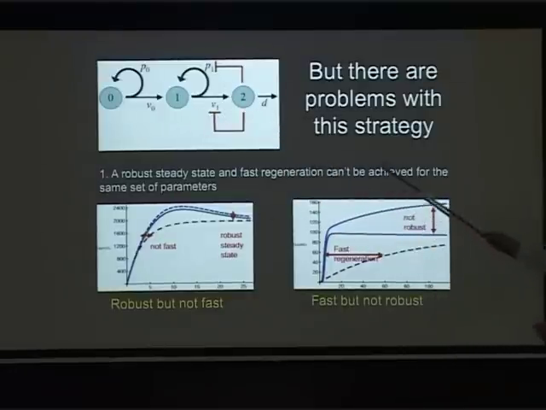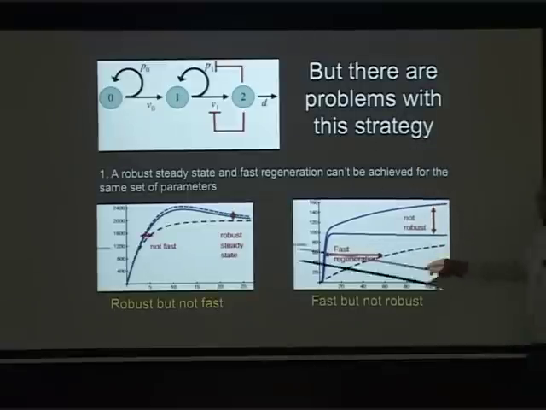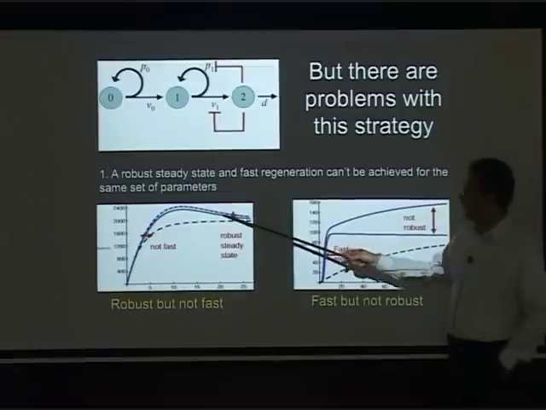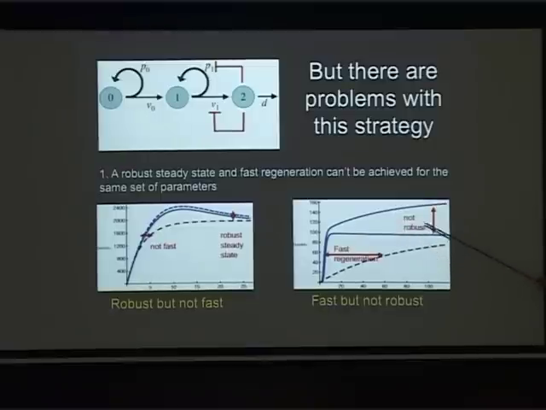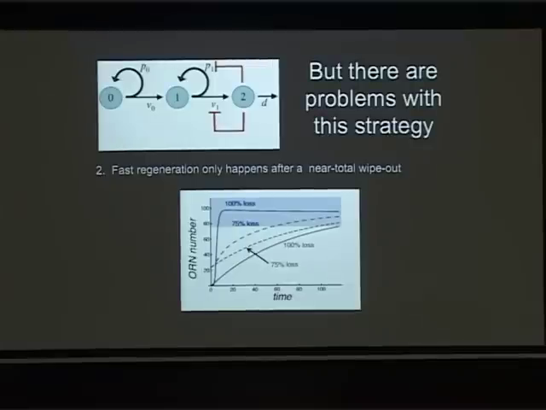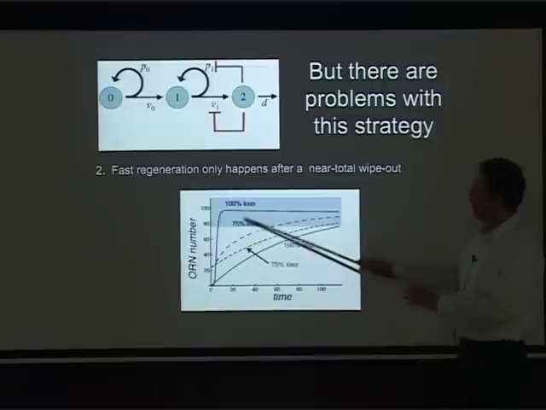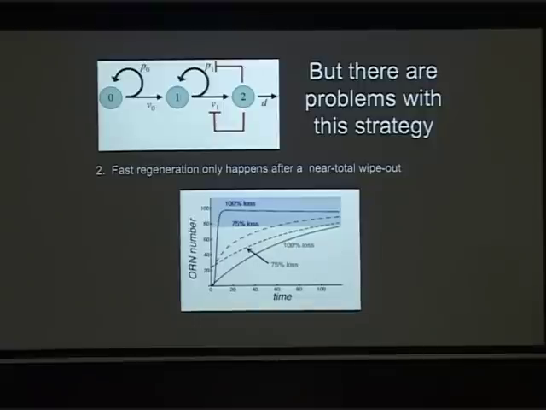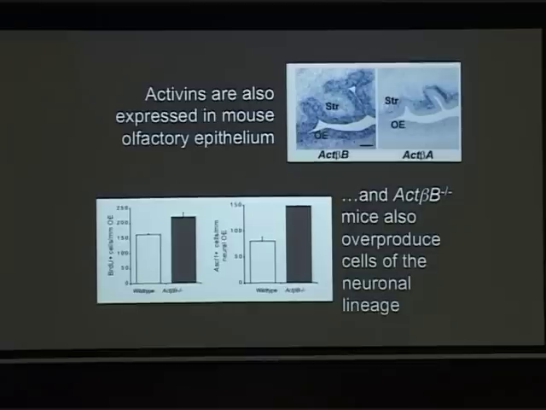Okay, all right. Anyway, so there's one problem with this, which is that these two phenomena I showed you, robustness and speed, cannot be achieved simultaneously, right? The parameters that enable you to have very robust steady state preclude having this very fast regeneration, right? And the parameters that enable you to regenerate fast preclude having a robust steady state. And furthermore, this fast regeneration has to be fine-tuned. If you wipe everything out, you get a fast regeneration. If you only wipe part of it out, you don't get a fast regeneration. So it's not as great as it seems, right?